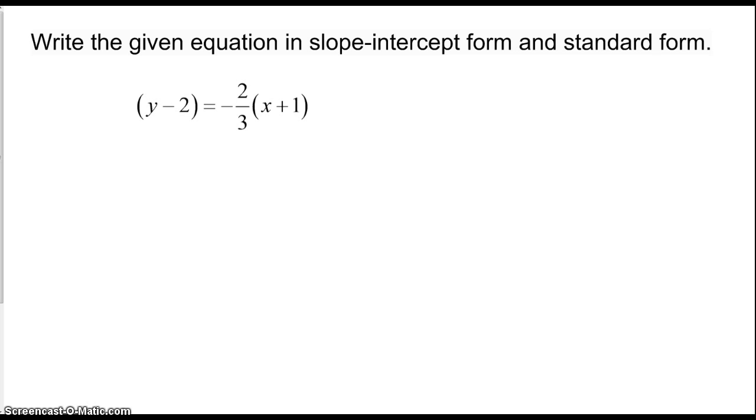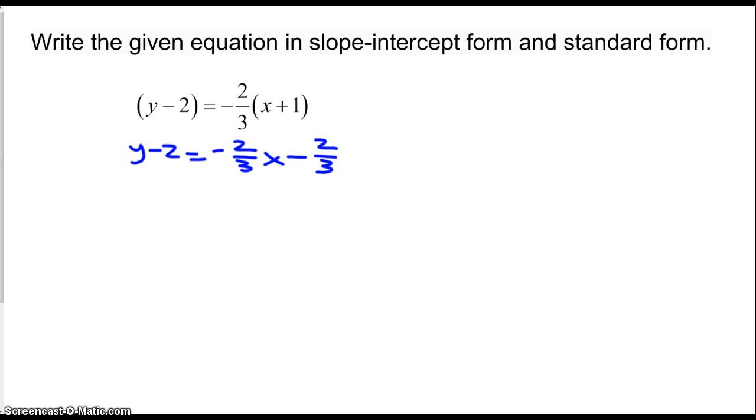Okay, let's just do a couple other things. Maybe it just says write this equation in slope-intercept form and standard form. Okay? Well, to do slope-intercept form, it looks like all I need to do is add 2 to both sides, right? Actually, we probably need to multiply out first. Let's get rid of parentheses. Negative 2/3 x minus 2/3.